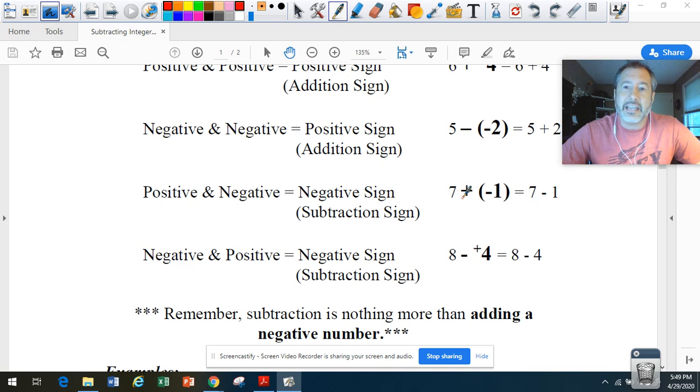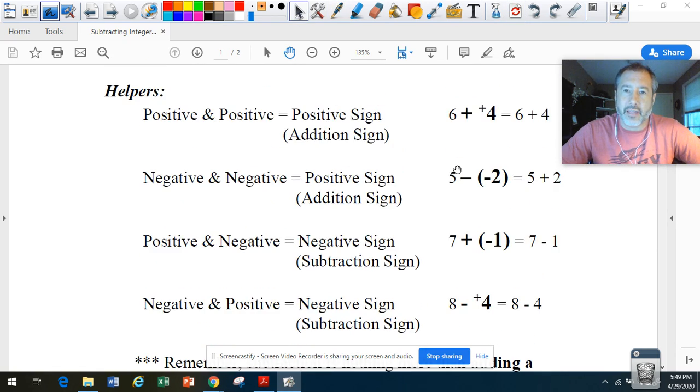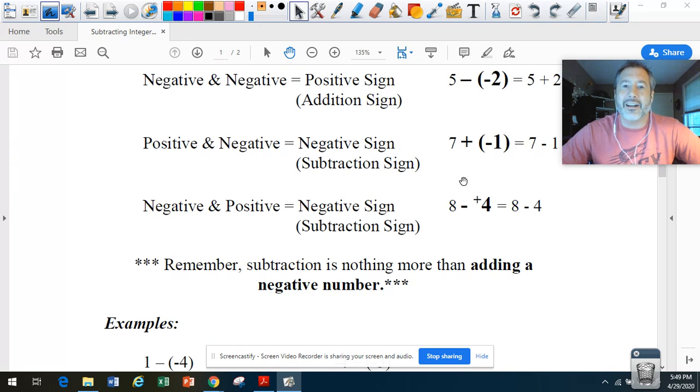Now remember what I'm saying here. This is the same as saying 7 minus 1. That's one of your helpers there. Let's look here. If I have a negative and a positive, so if I have 8 minus positive 4, this is going to be the same as 8 minus 4. You're going to have to take a look at the way all these things look, how they're different, and understand how they're actually set up. And I'll show you more as we go on in some of the examples.